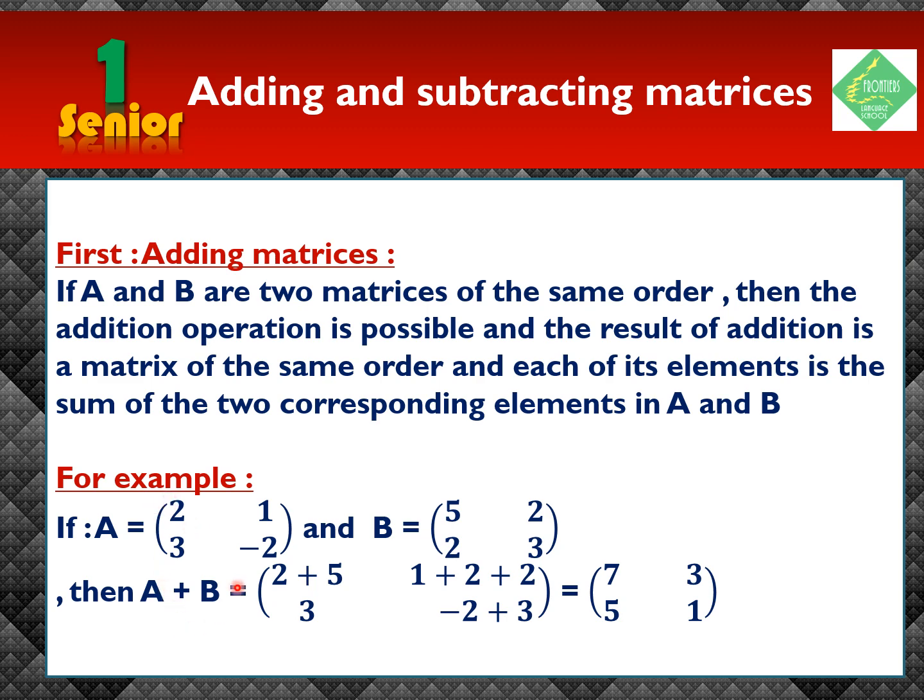So A plus B equals 2 plus 5, which are located in the same place, equals 7. 1 plus 2 equals 3. 3 plus 2 equals 5. Negative 2 plus 3 equals 1.